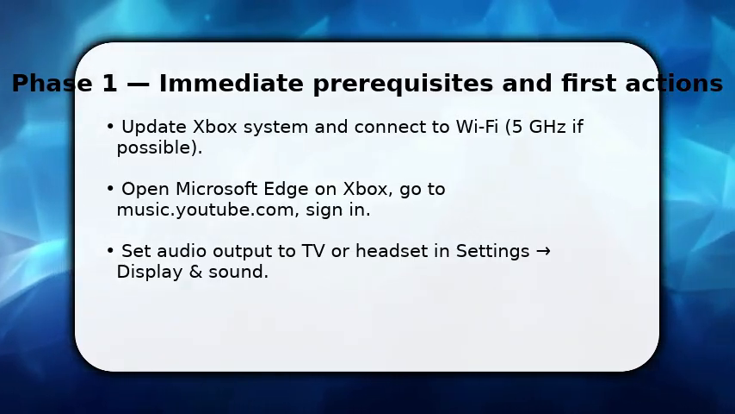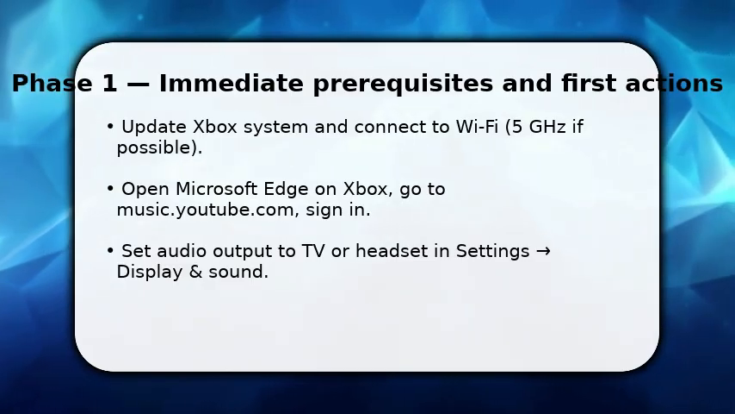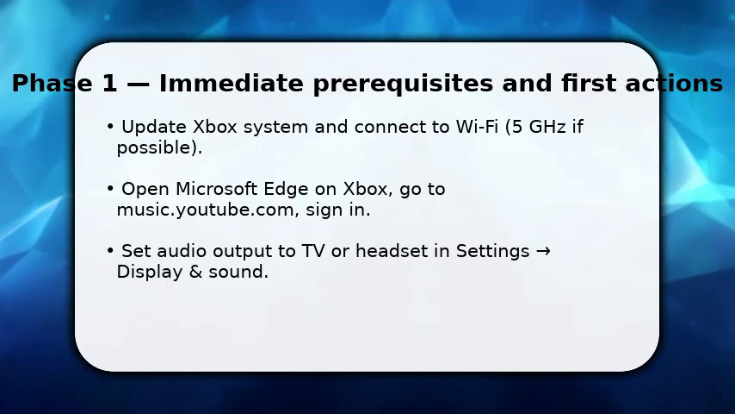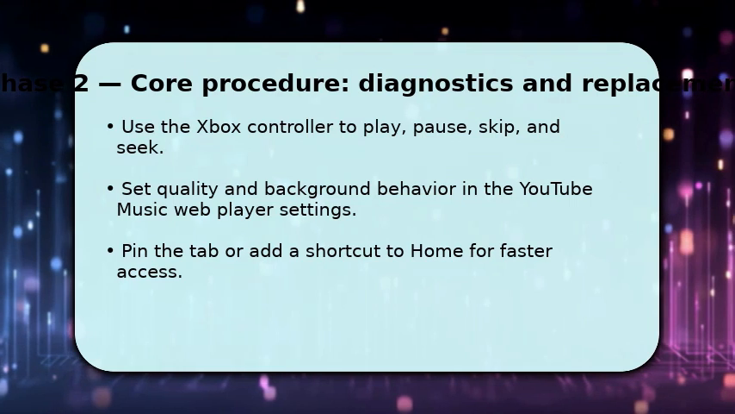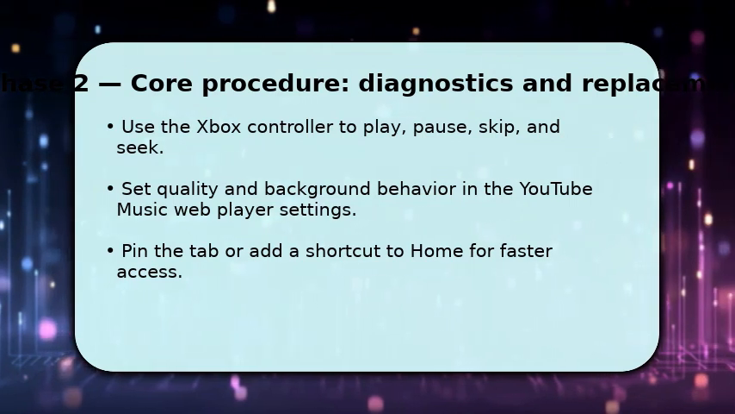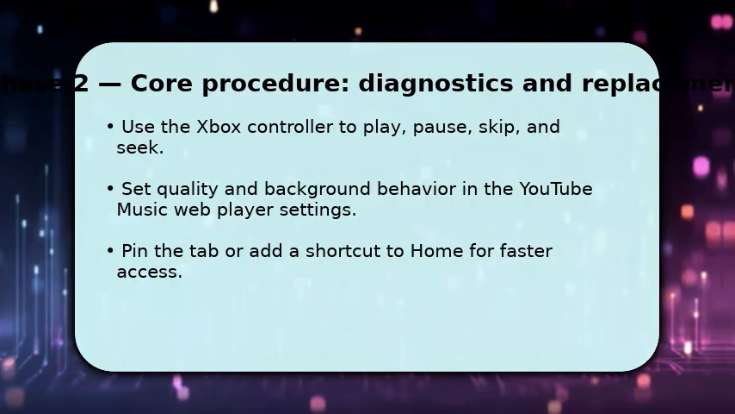Once signed in, make sure Xbox audio output is set to the device you want, because choosing TV versus headset changes latency and volume behavior. Now control playback with your controller. A to play, X to pause, bumpers to skip. Practice a few commands so they feel natural.